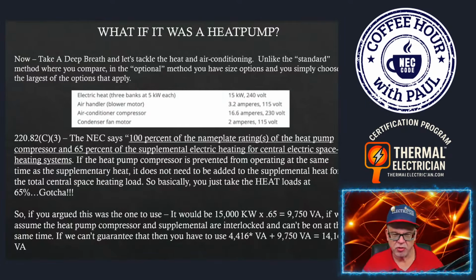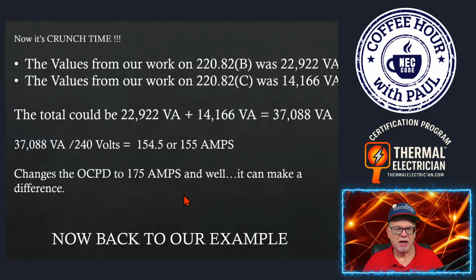This is what it would be if it was a heat pump and you were able to turn off or isolate the compressor, then it would be the nameplate value, okay, which was 4,416 plus the 9,750, and that would be where you get the 14,160. That's if you were doing that one, okay? And that's assuming that that's what your heat pump nameplate value was. Makes sense? Okay. All right.